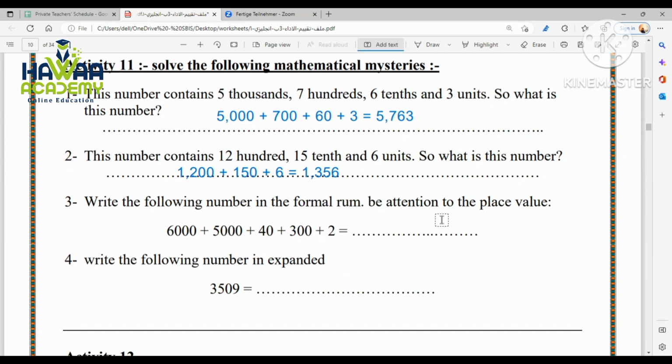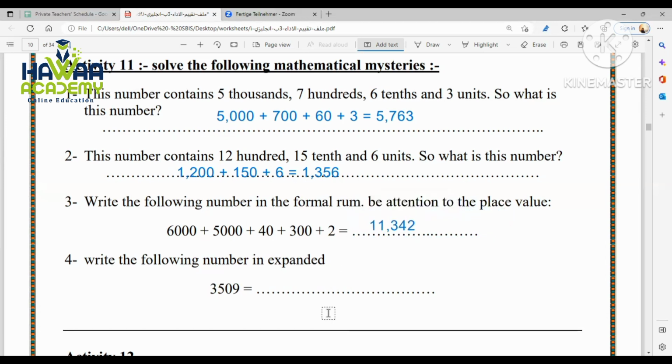Now write the following number in the standard form. Pay attention to the place value. Here we just need to write it in the standard form. So what do we have in the ones part? We just have 2. What do I have in the tens part? Check it. I have 6,000 plus 5,000 plus 40 plus 300 plus 2. Now, let's see the solved part. 6,000 plus 5,000 makes 11,000.